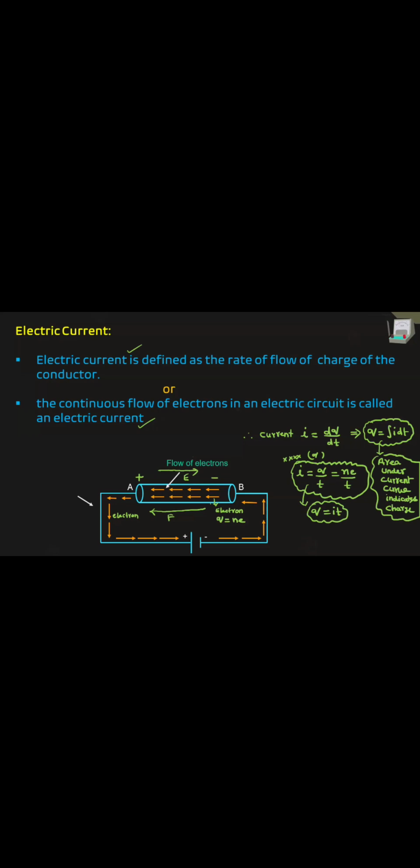Then do you know the units of current? The units are coulomb per second, or ampere. Coulomb per second or amperes. Those are the units of current.